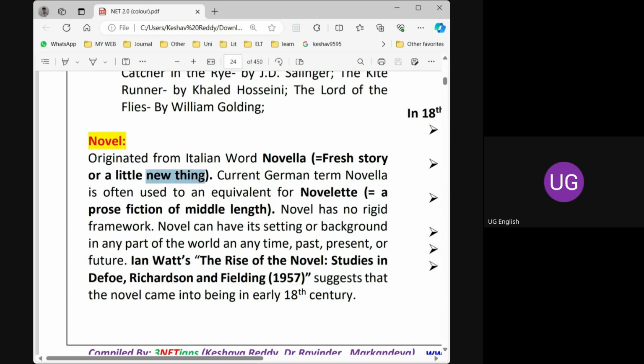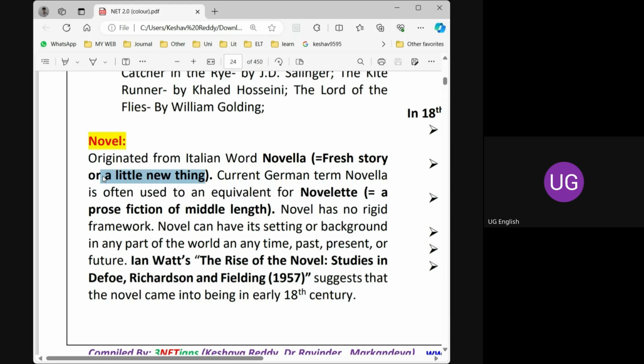The actual literary meaning is a little new thing. A little new thing. As I told you, novel coronavirus. Novel means new. Novella, a new thing. So the current German term is nothing but novelette. Novelette also has a similar meaning, a prose fiction of middle length. So just remember this one.